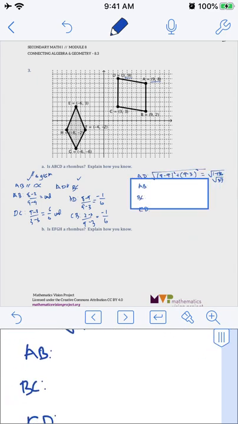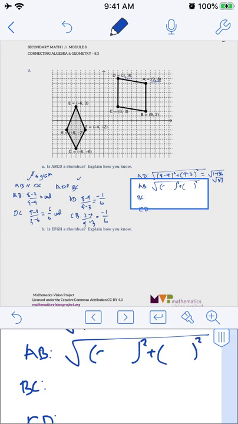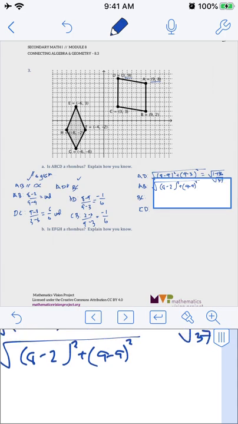So let's look at the other ones now. AB: 8 minus 2, 9 minus 9. So 0 and 6, so square root of 36 would be a whole 6. I'm already done. I don't need to check the other ones.